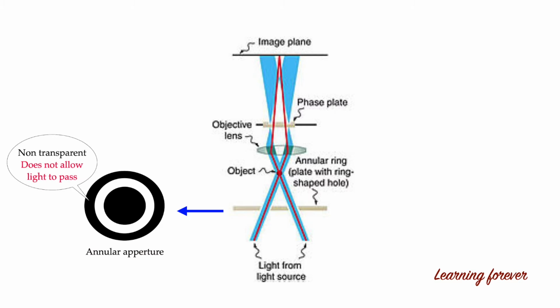It is made up of two important materials. First is a non-transparent material which does not allow light to pass, whereas second is a transparent material which allows light to pass. The second component is the phase shifting element.